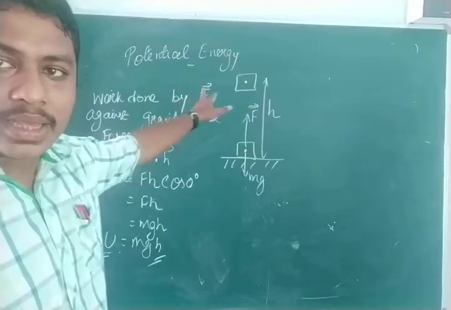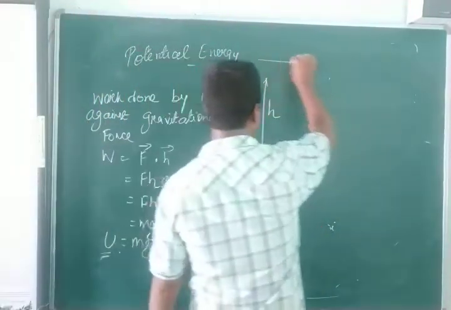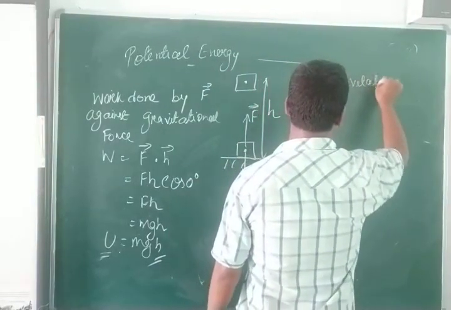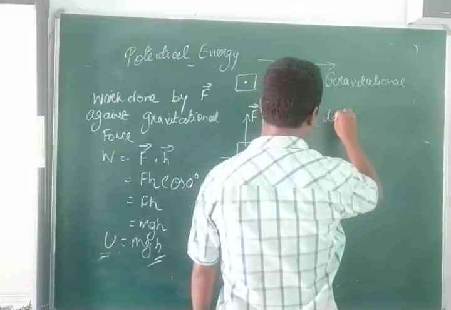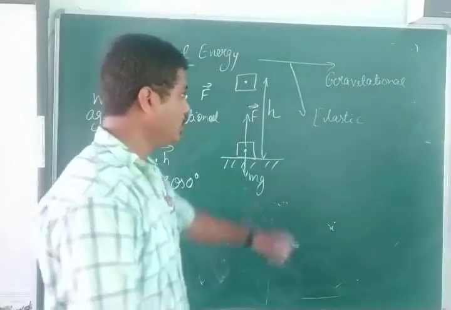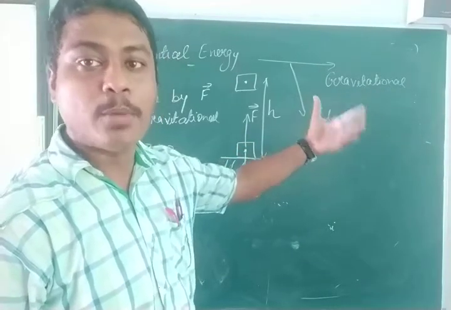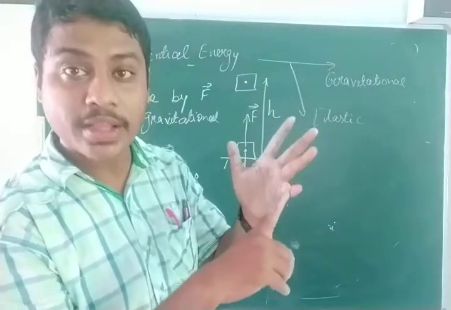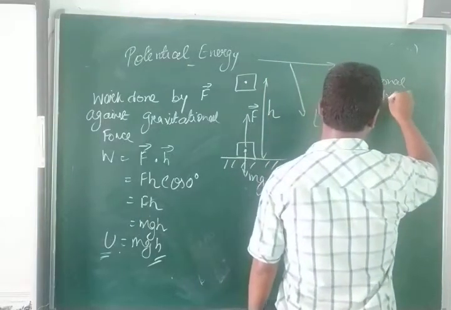This potential energy can also be divided into two parts. One is gravitational, and one more is elastic. Gravitational and elastic potential energy. Gravitational potential energy is gained when you change the position of the body, or if your object is at rest.